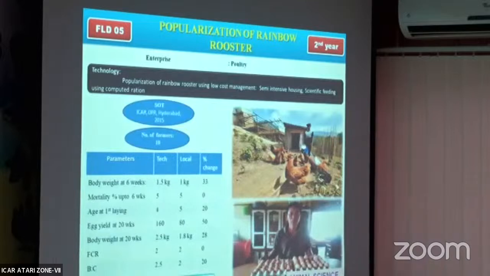And the next one is popularization of rainbow rooster. This is the second year already. This technology has been taken from ICRDPR Hyderabad 2015. The parameters that we observe are the body weight at 6 weeks, the mortality, the age at first laying, egg laying, etc. And the BC ratio is 2.5 as against 2 compared with the local. So we have already finished this FLD as well.